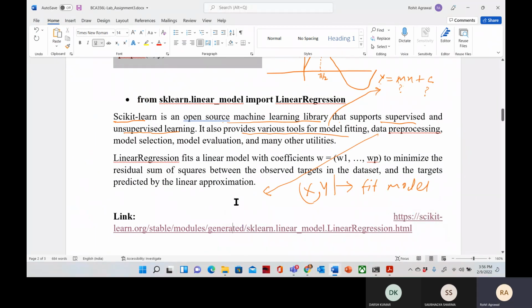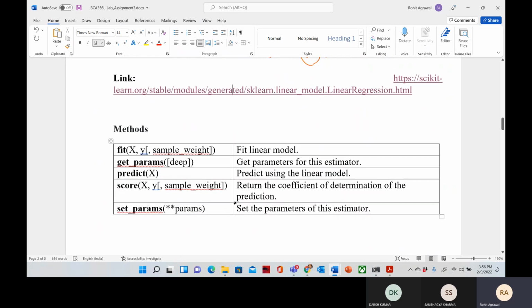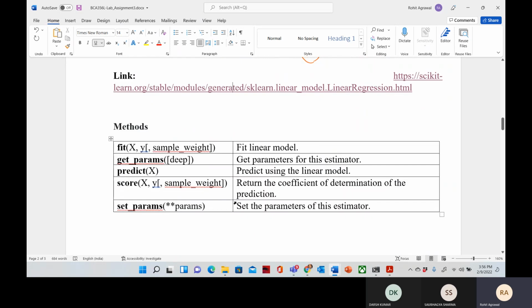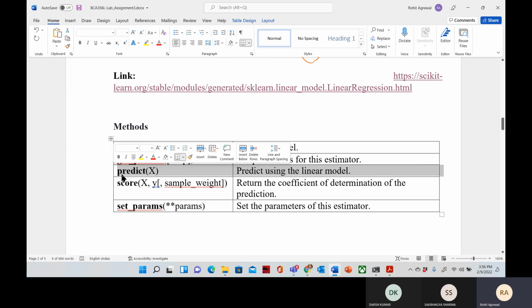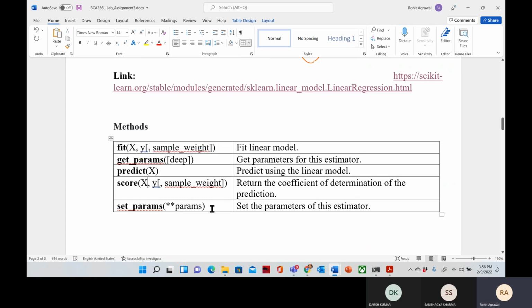So where was our question? Yeah. So this is clear. We are going to use this library for using a linear regression model. Under this you can have these kinds of methods available. So sometimes we need to use this fit method. We need to use this predict method. We need to use the score method. So see what is the use of these methods.